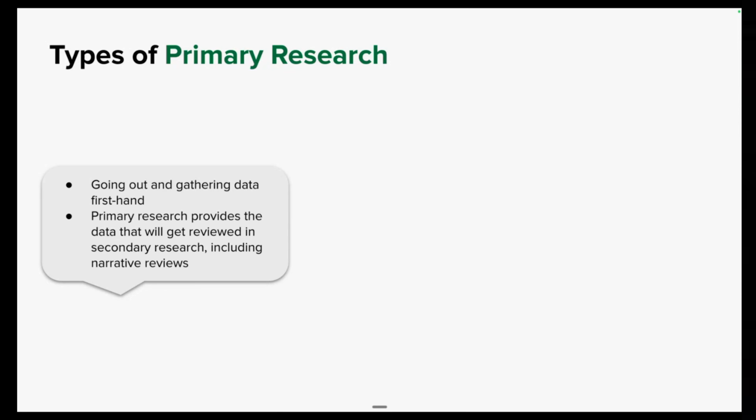And so what primary research does is that it provides the data that we need, and that ultimately gets reviewed in secondary research. So things like narrative reviews. You're about to have a gigantic visual pop on your screen that we'll walk through.